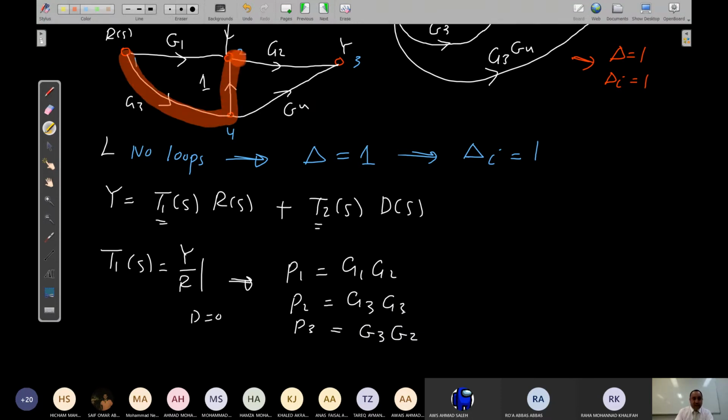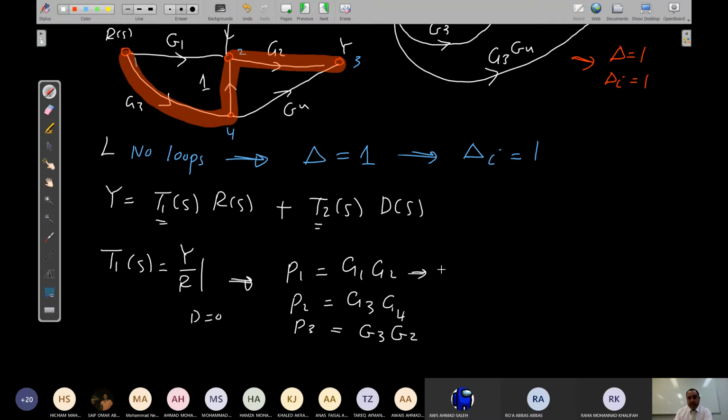Yes, but Doctor, you wrote path two as G3, G3. Okay, my mistake, I'm sorry about that. So this is G3 plus 1. So this is actually G4. Yeah, thank you. G4.